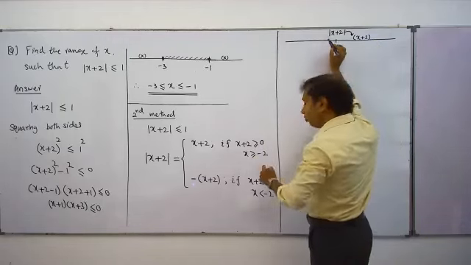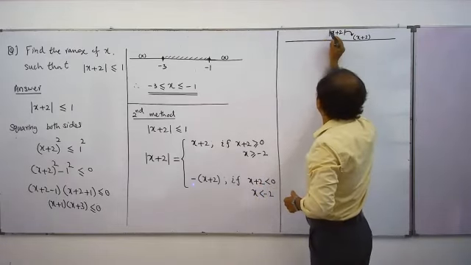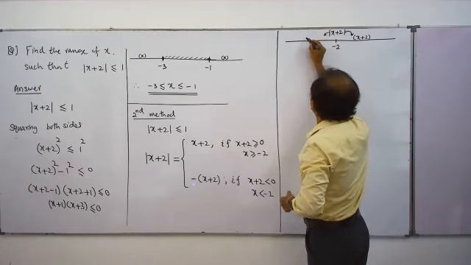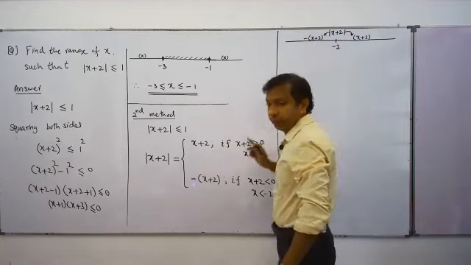And on the left of minus 2, x less than minus 2 means on the left of minus 2. So that |x + 2| will be equal to minus times (x + 2), right? Okay, right.